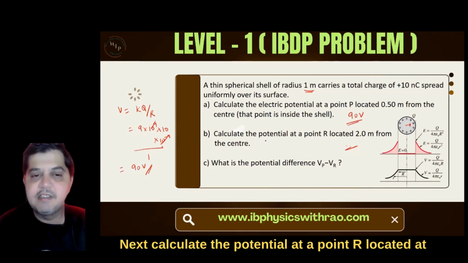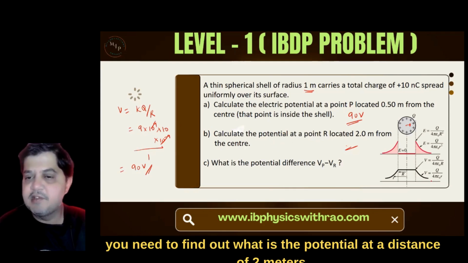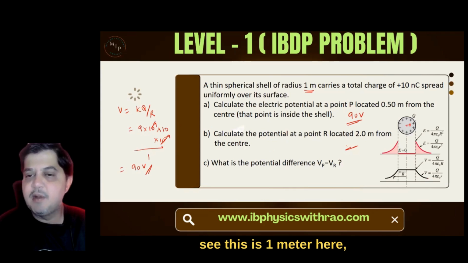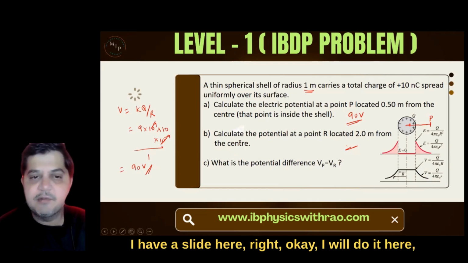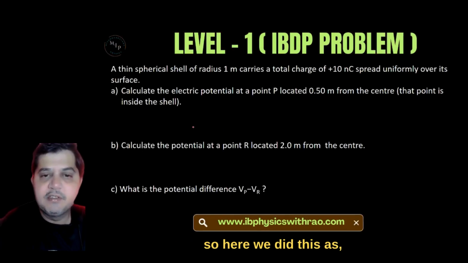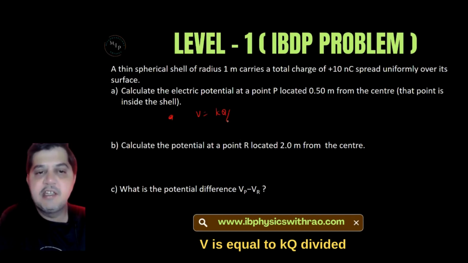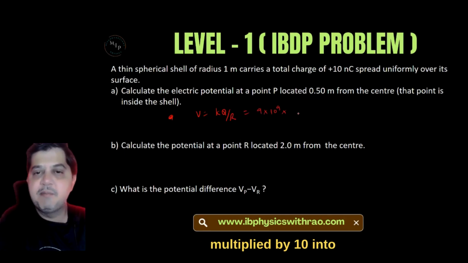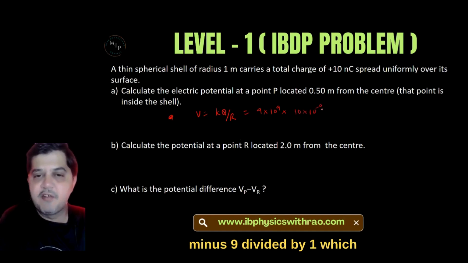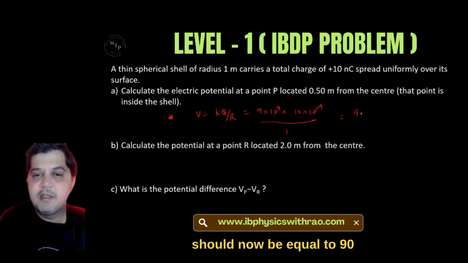Okay, done. Next, calculate the potential at a point R located at 2 meters from the center. You need to find out what is the potential at a distance of 2 meters. See, this is 1 meter here, 2 meter could be this distance, right? So this is the point where you need to find out the potential. I have a slide here, okay, I'll do it here. So here we did this as V is equal to KQ divided by R, which we got as 9 into 10 power 9 multiplied by 10 into 10 to the power of minus 9 divided by 1, which will now be equal to 90 volts.